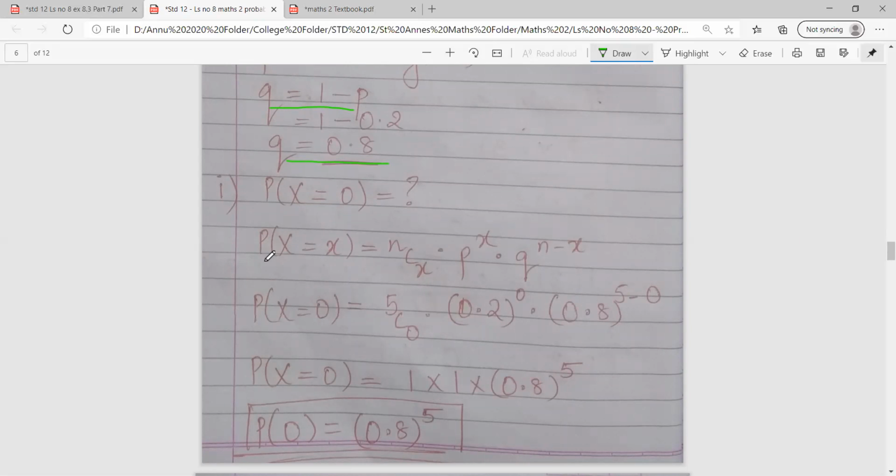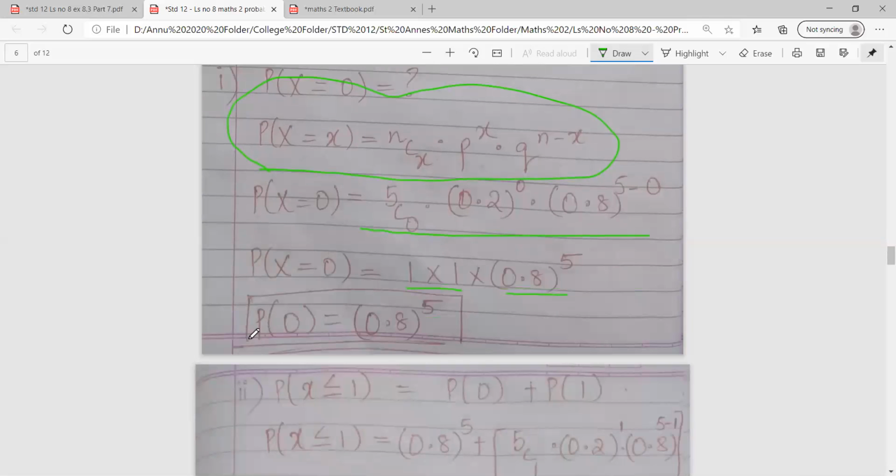So we'll put the general formula first. Probability of X is equal to NCX into P raised to X into Q raised to N minus X. So I'll put the values. P of X is equal to 0. 5C0 into 0.2 raised to 0 into 0.8 raised to 5 minus 0. So all the 0 terms will be written as 1 into 1 into 0.8 raised to 5. So this is your first answer of P of 0, 0.8 raised to 5. There's no need to open if the numbers are big.